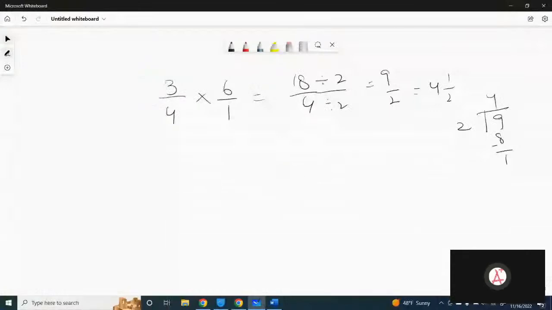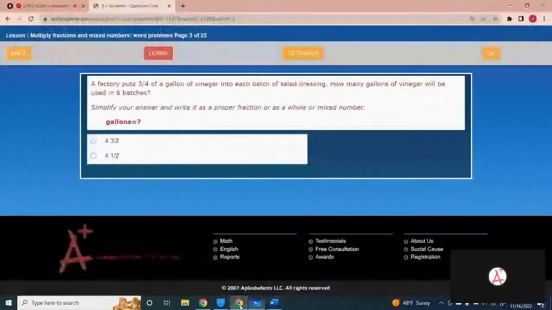Ramesh, let me explain again. Just listen to me carefully. Let me read the question again. A factory puts 3 by 4 of a gallon of vinegar into each batch of salad dressing. Got it? That means on one batch of salad dressing, they use 3 by 4 of a gallon of vinegar. Now the question is how many gallons of vinegar are used in 6 batches?